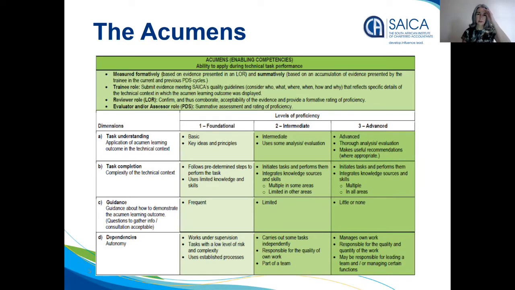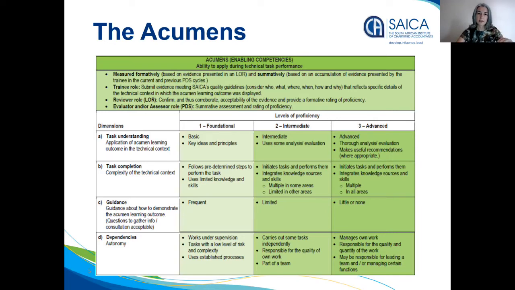When it comes to task completion, we're expecting that trainees would start to be able to initiate the tasks on their own and start integrating acumen, skills, knowledge sources across the value creation chain from a technical perspective, or perhaps applying both a behavior and an acumen at the same time, 2 different acumens at the same time, more acumens at the same time. So that's really talking about task completion and the complexity of the context and what is actually required from the trainee in order to demonstrate this particular acumen.